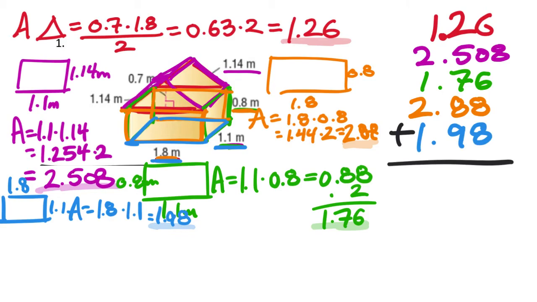All right, let's see if I can do this in the calculator correct this time. And then we'll see if it matches yours. 1.26, 2.508, plus 1.76, plus 2.88. I did 7.16 in my calculation, which was incorrect, of course. And this is what I get then.